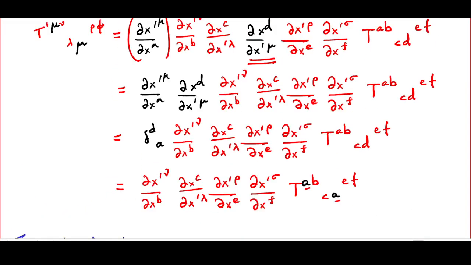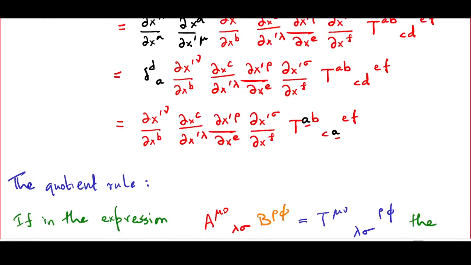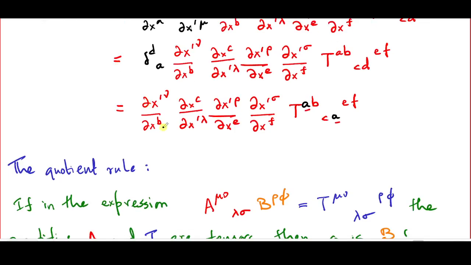The next result that we will talk about gives us a nice way of identifying tensors. Suppose you have an expression which looks like this. A mu nu lambda sigma B rho phi is equal to T mu nu lambda sigma rho phi. And in this expression, we already know from some other consideration that A mu nu lambda sigma are components of a 2,2 tensor, and T mu nu lambda sigma rho phi are components of another tensor, a 4,2 tensor.